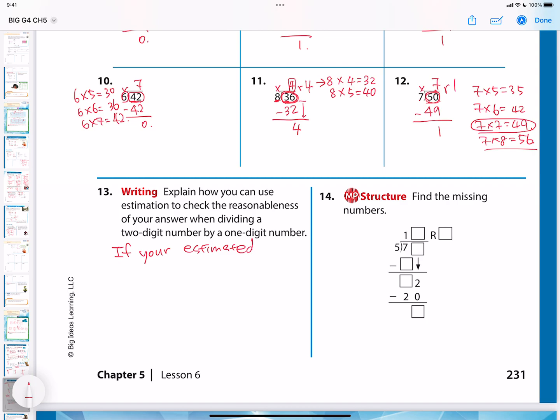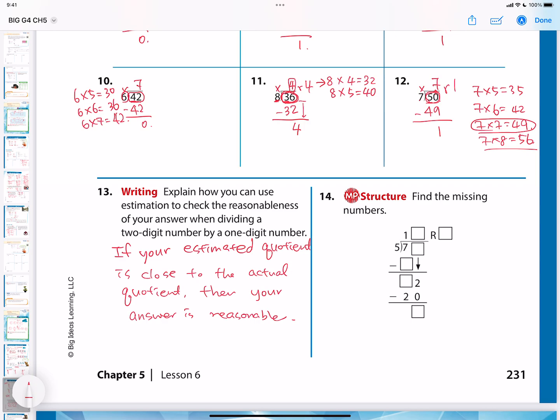If your estimated quotient is close to the actual quotient, then your answer is reasonable.